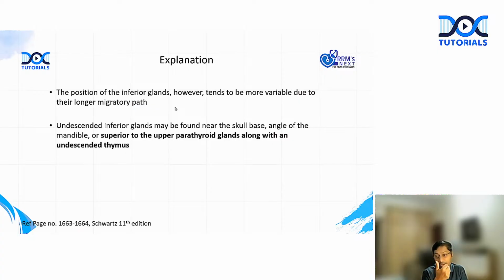So these inferior parathyroid glands, during the time of migration, sometimes may get arrested in their descent. So they may be found as high as even the skull base. It may be found at the angle of the mandible. It may be found much higher than the normal superior parathyroid. So sometimes even within the carotid sheath. So this is a classical example of an ectopic inferior parathyroid gland that was found within the carotid sheath.